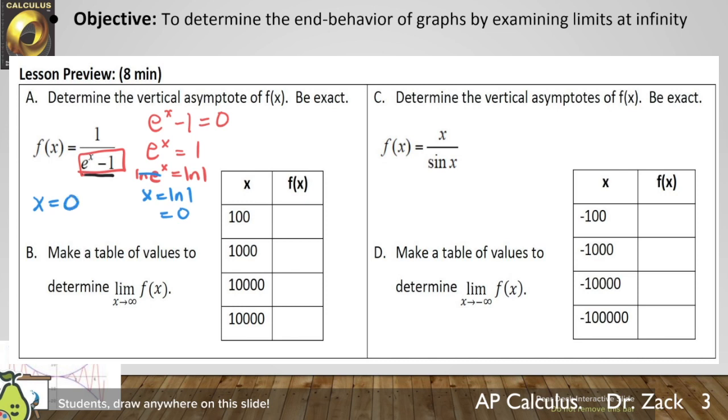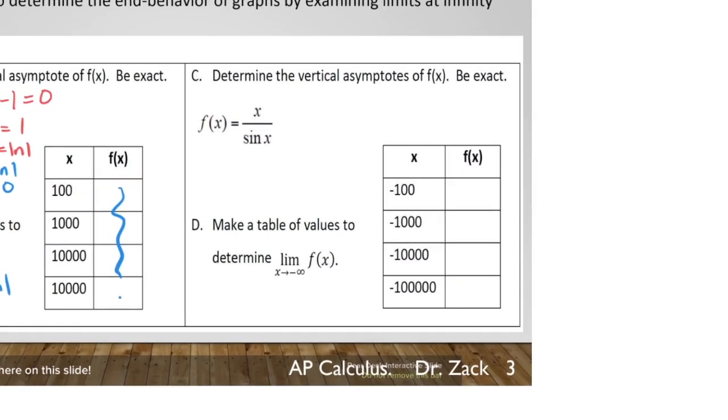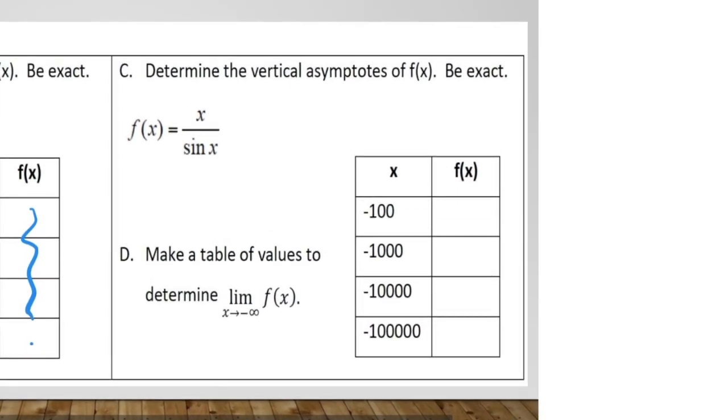Now for question B, as you are approaching infinity, that is just a sneaky way to build in the right tail end behavior. And hopefully you've filled in your table of values and figured out what the right-hand tail is doing.